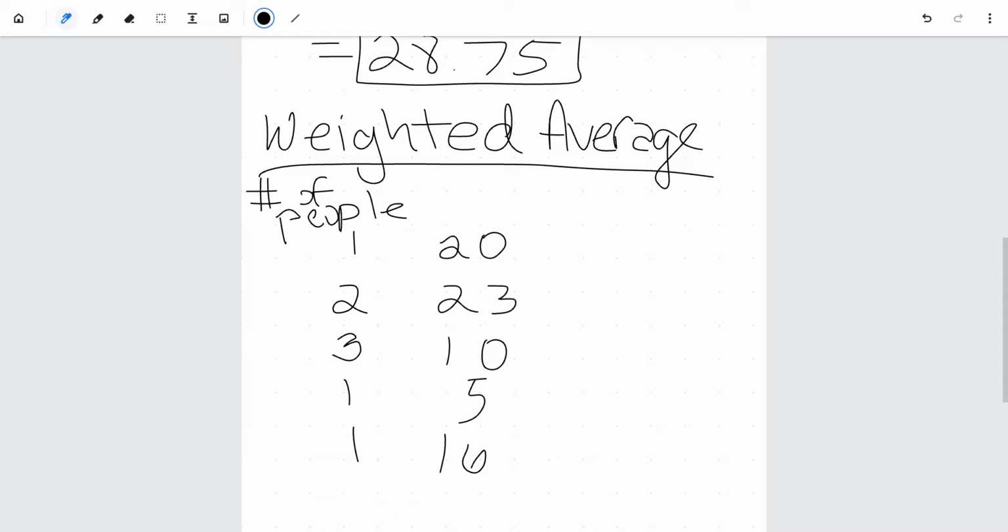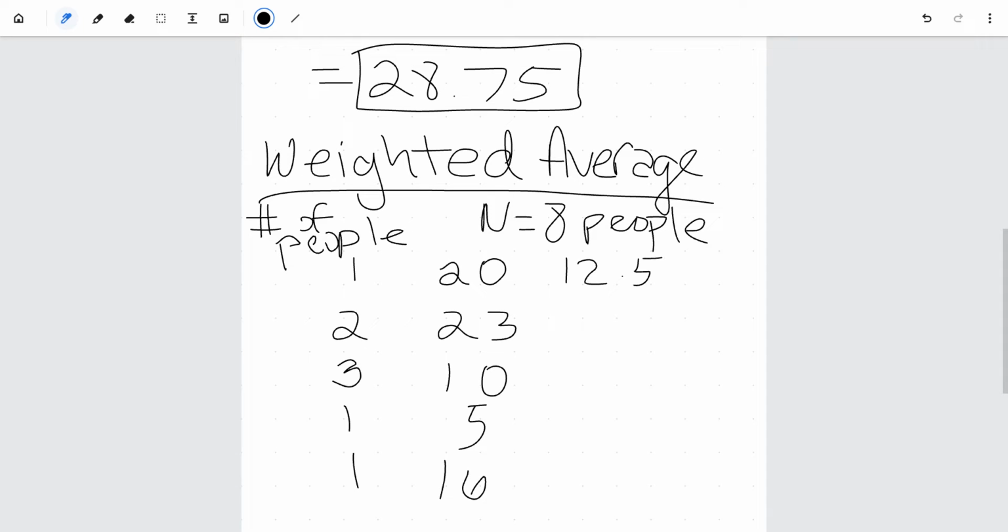So we want to get the average age of this group. And the way that we do that is we figure out how many people there are. And so there's 8 total people. N equals 8 people. And so we figure out what percentage of people are 20. And that's 1 divided by 8, which is 12.5%. Then 2 divided by 8, which is 25%. 3 divided by 8, 37.5%. And then 1 divided by 8, which is 12.5%. And then same for 16.